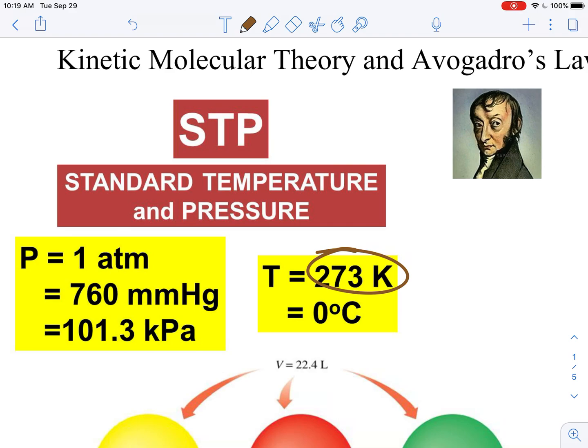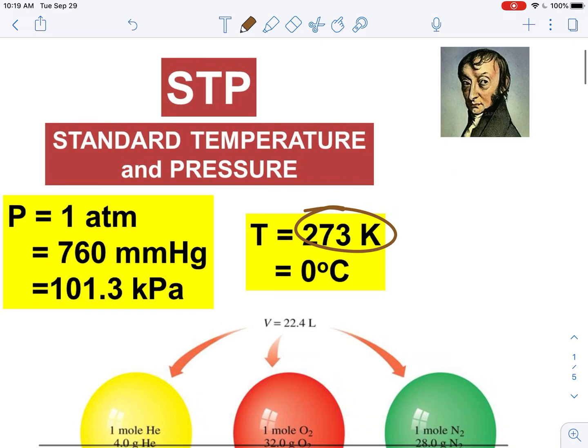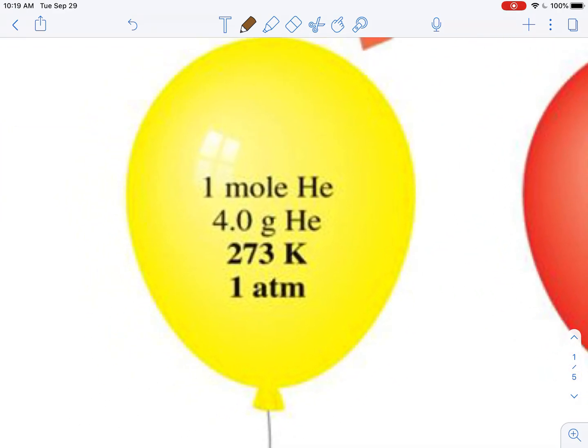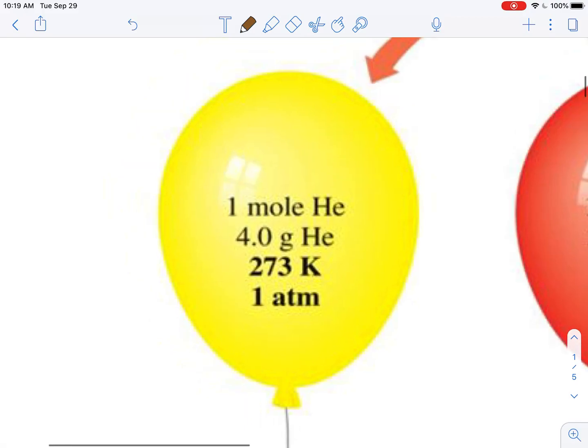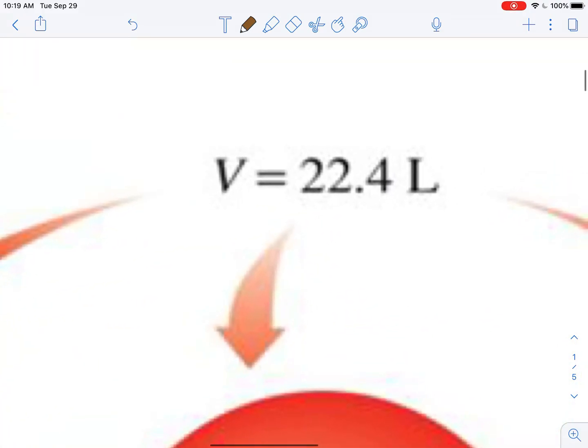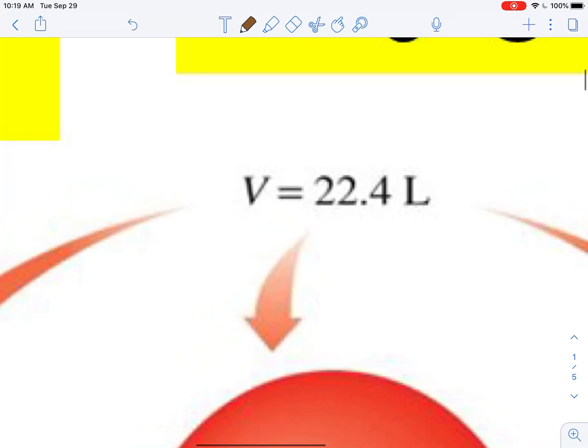And what he found was kind of amazing to him, and it didn't make a whole lot of sense at the time. For example, if he took a mole of helium, so 4 grams of helium at 1 atmosphere and 273 Kelvin, it turns out that made a balloon that was the size of 22.4 liters. Now, why 22.4? I have no idea. It doesn't matter. But it turns out that's what it was.